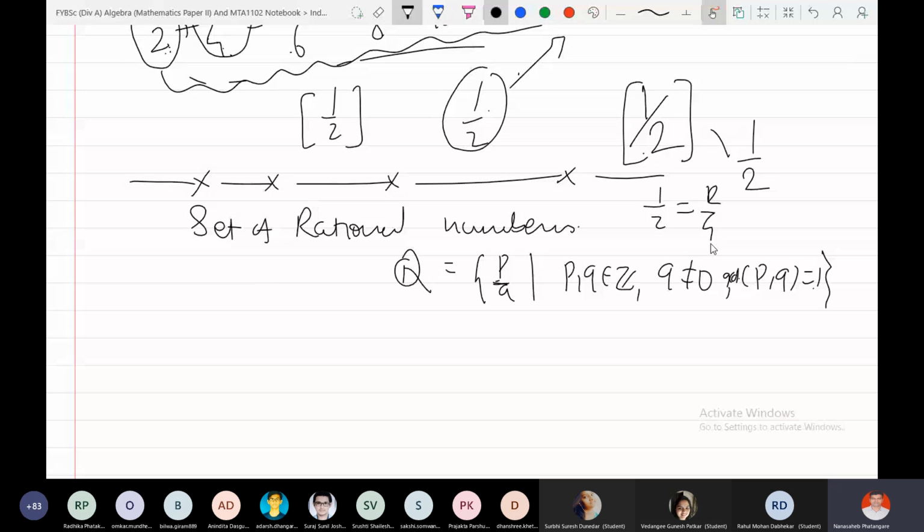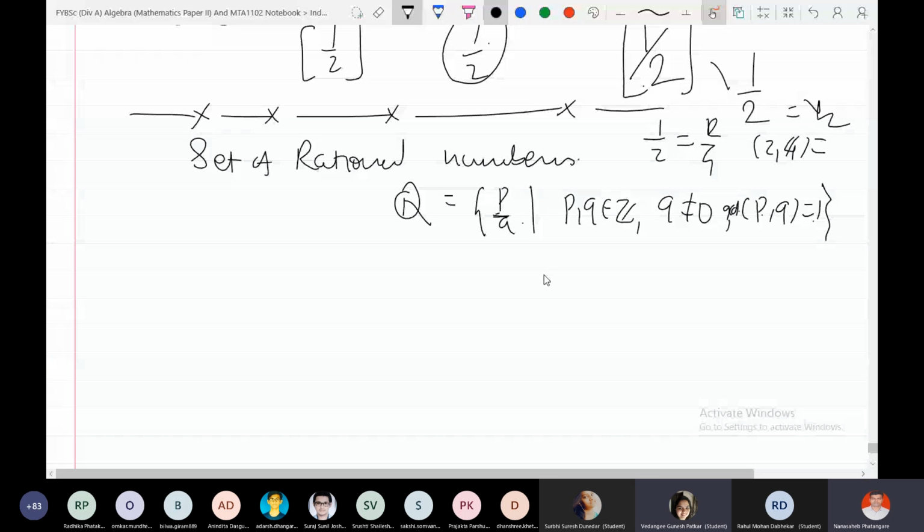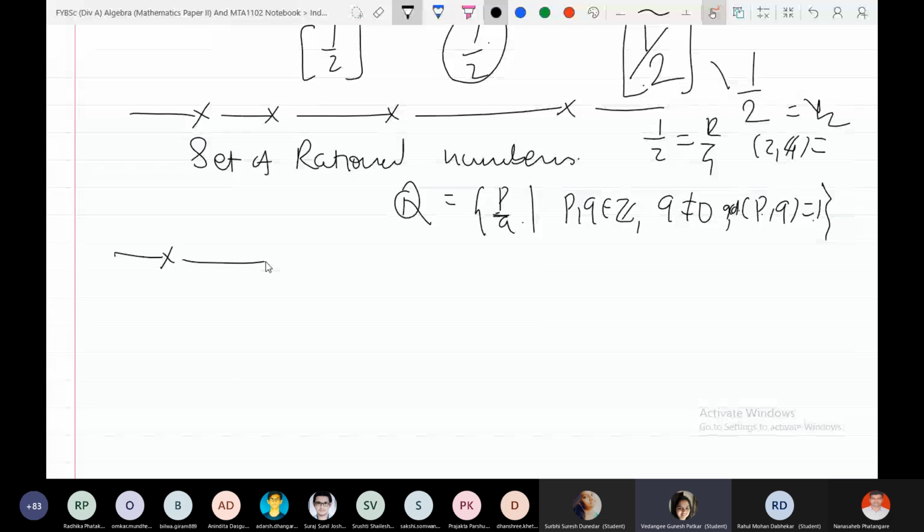So I avoid repetitions because 1 by 2 is the same as 2 by 4. I avoid repetition of value, and I will just write 1 by 2. I will not write 2 by 4 because the GCD of 2 and 4 is not 1. So whatever is common cancels out, and what remains is only 1 by 2. So that is the set of rational numbers. Correct? Yes, sir.